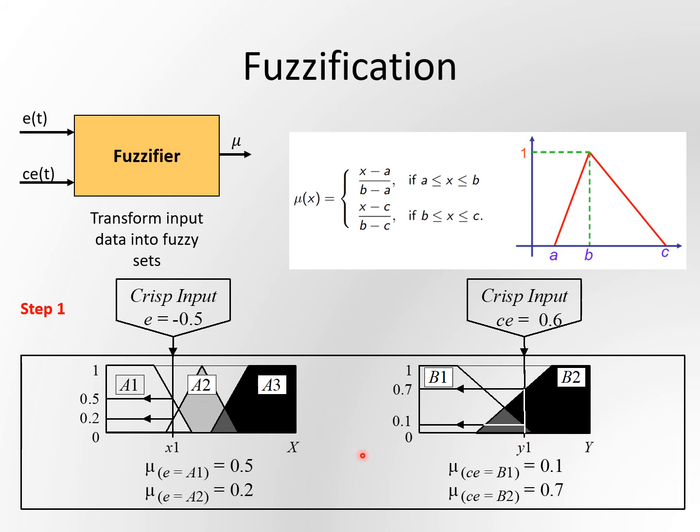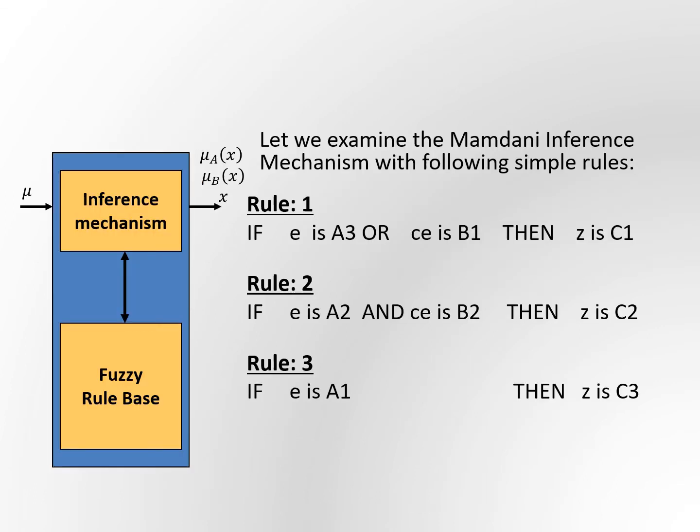So the membership function for A1 will be 0.5, and the membership function for B1 would be 0.1. The second one, membership function for A2 will be 0.2, and the membership function for B2 will be 0.7. So these are the inputs that have been converted into fuzzy linguistic variables and their values. And we have the rules.